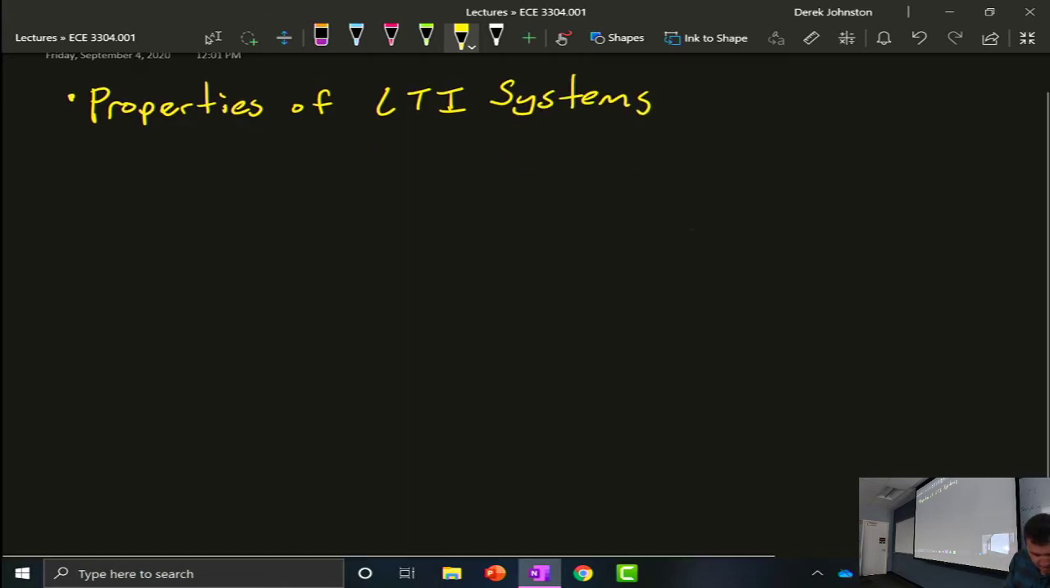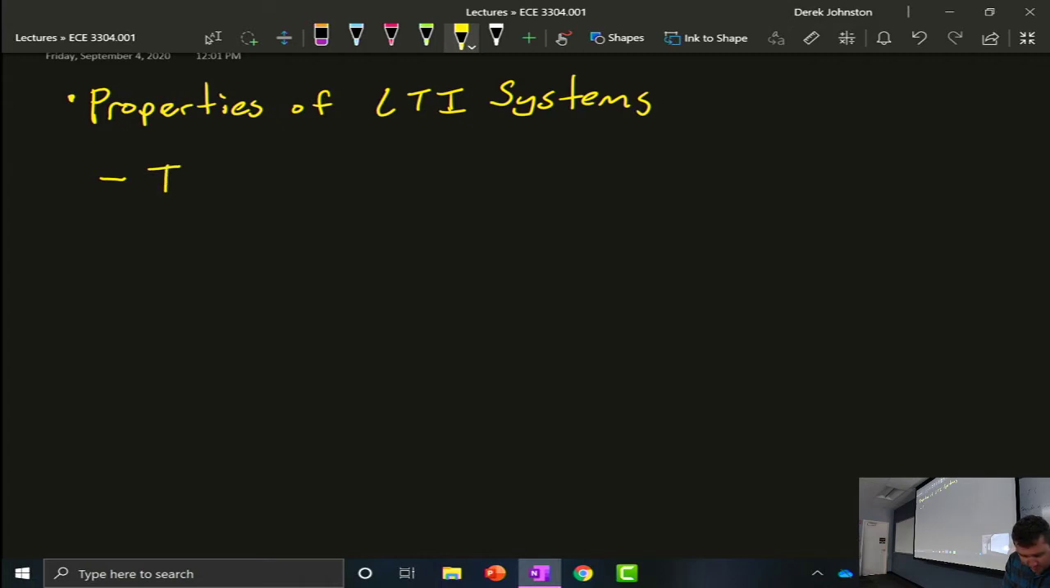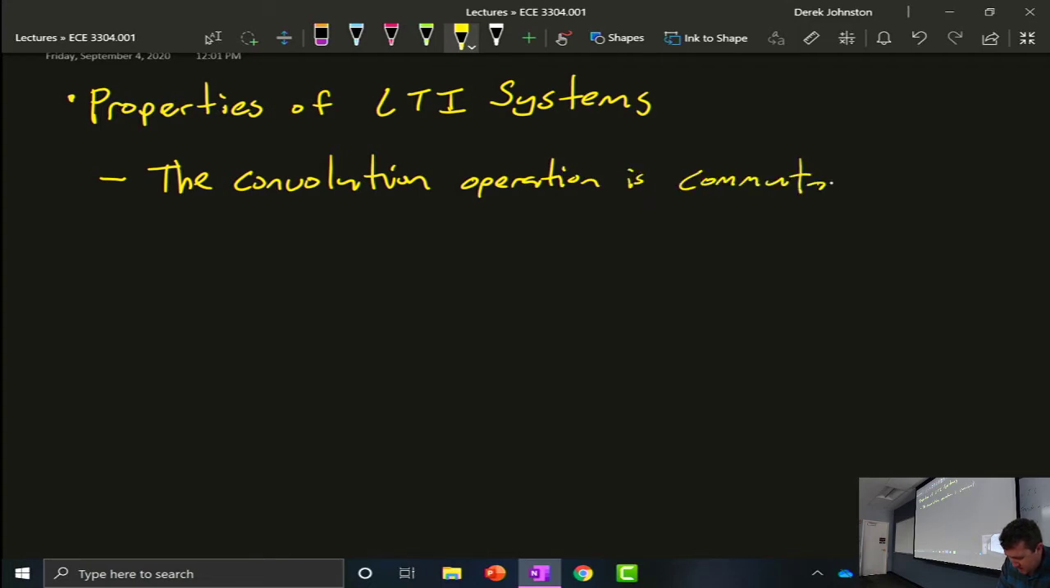Okay, so the first property, this is going to be just like algebra class, is that the convolution operation is commutative. What does commutative mean? I don't know, but somebody asked a question.